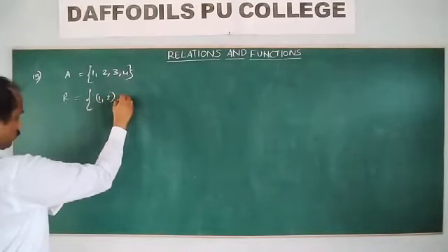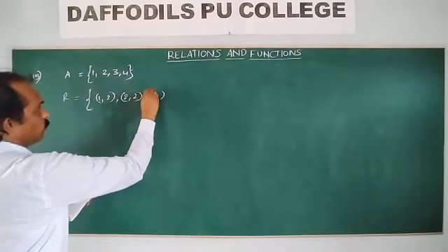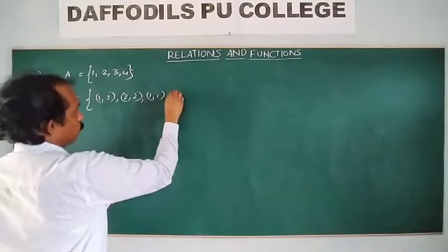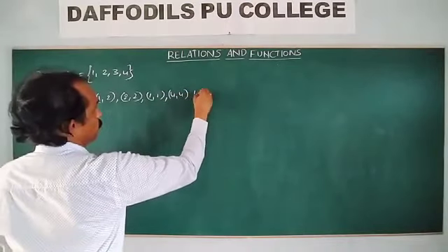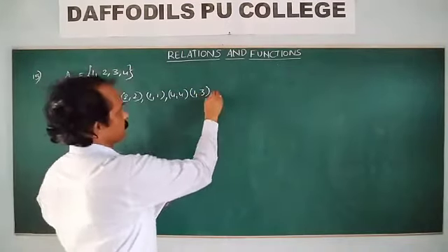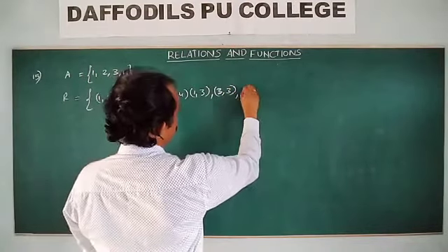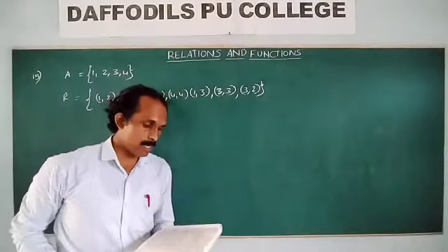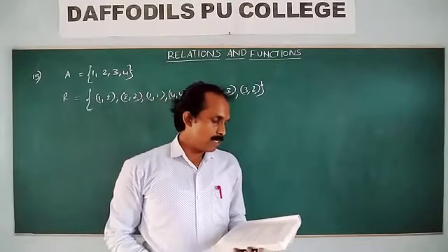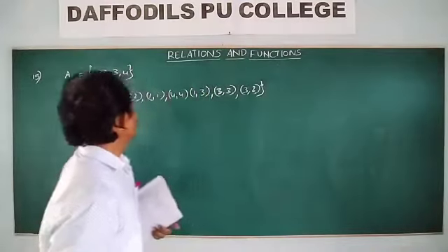The relation is (1, 2), (2, 2), (1, 1), (4, 4), (1, 3), (3, 3), (3, 2). Okay. In this, is it reflexive, symmetric, or transitive?